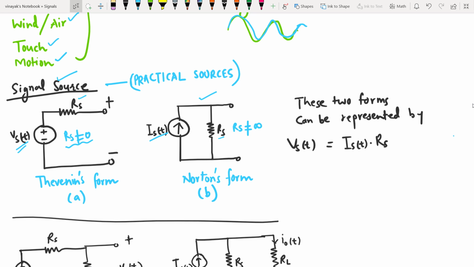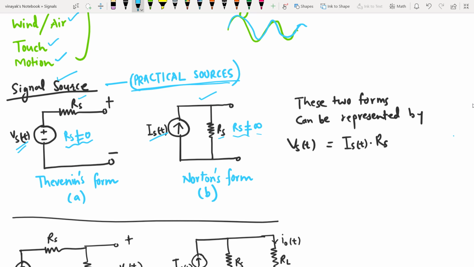If it is an ideal voltage source or ideal current source, in the ideal case Rs is equal to 0 for the voltage source. So it is just a voltage source connected, and Rs would not be in the circuit. For the ideal current source, it would only be Is of t, because in that case Rs tends to infinity, so we can open this circuit right over here. Since the ideal situation doesn't exist in practice, we call them practical signal sources. To the left we have a practical voltage source, and to the right a practical current source.